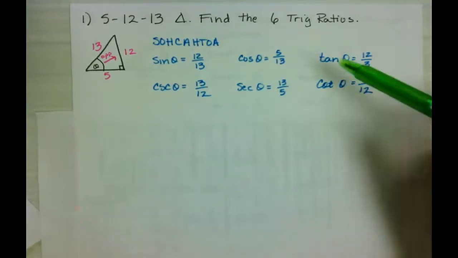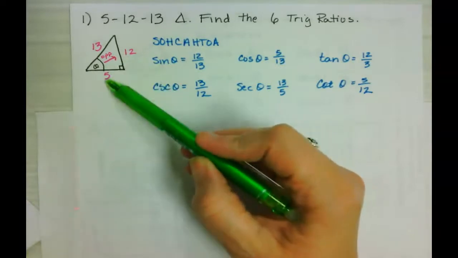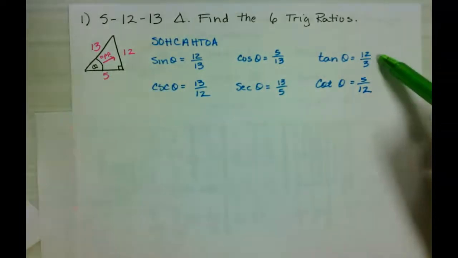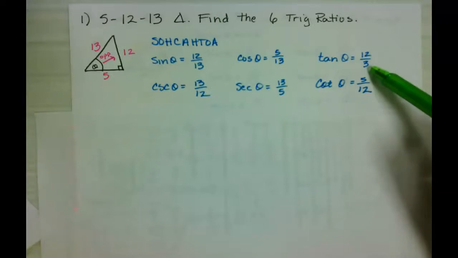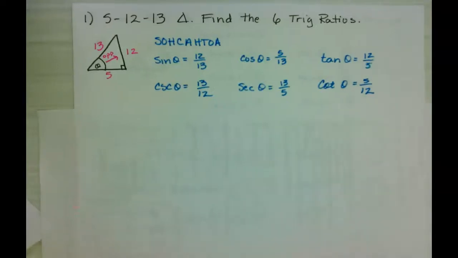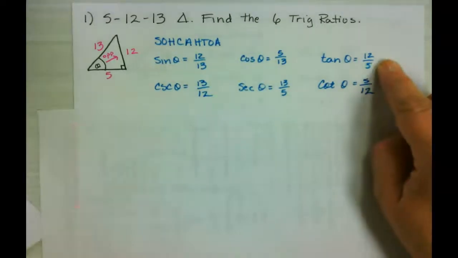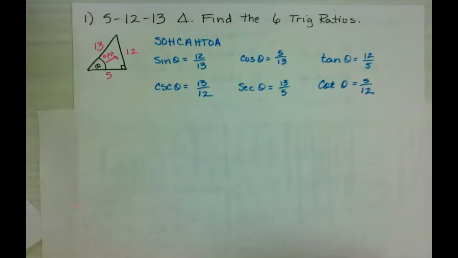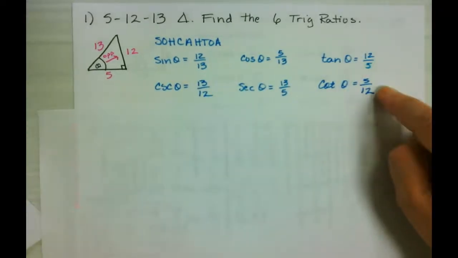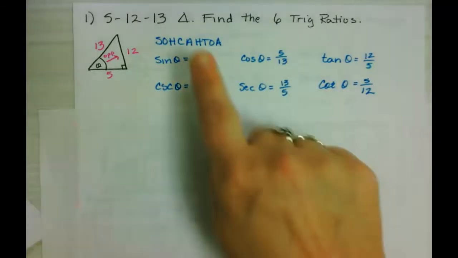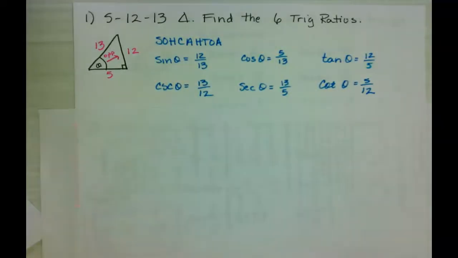Then I go to tangent, which is opposite over adjacent. So that's 12 over 5. Okay, so I did fix that, so I have the right number there. Sorry about that. So I have 12 over 5, and then its reciprocal is 5 over 12. So you can see how quickly I can do all 6 if I line the original trig function up with its reciprocal.